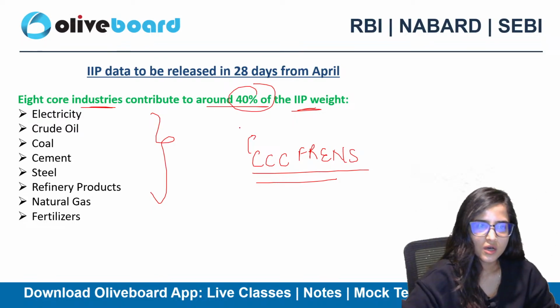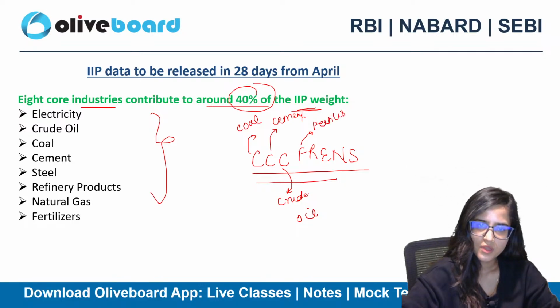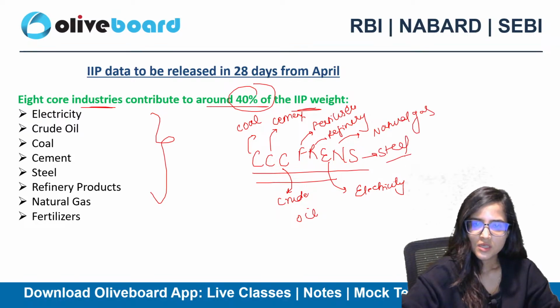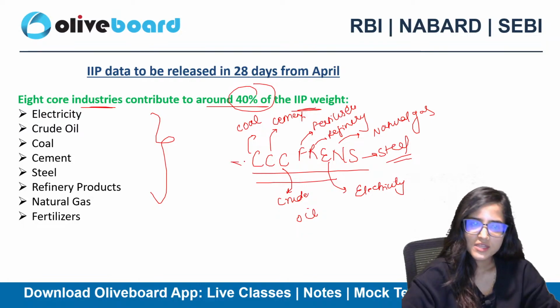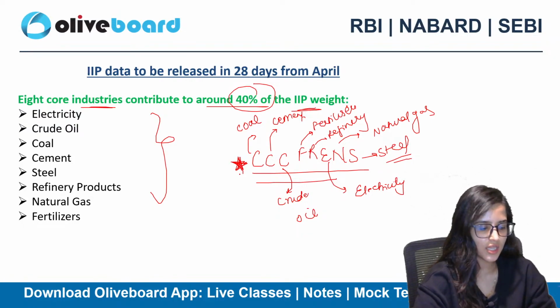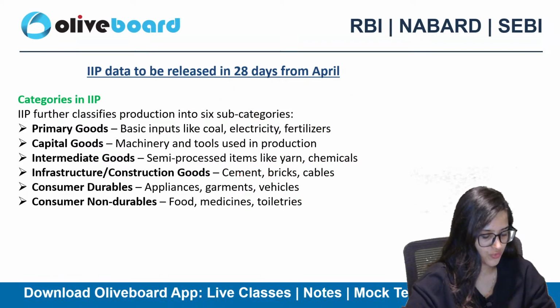So we have coal, cement, crude oil, fertilizers, refinery, electricity, natural gas, and steel. Just remember this acronym, triple C, friends, and you will be able to remember these. Fine, these are the 8 core industries. Yes, 40.27%.